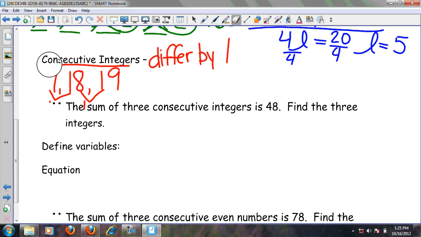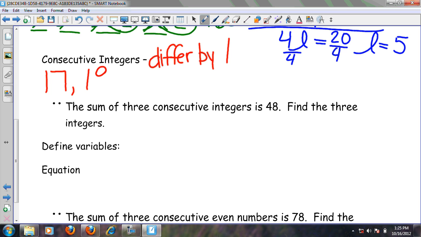Sometimes we may talk about consecutive even or odd integers. Notice then that if I went odd and I had 17, the next odd integer would be 19, and then it would be 21. From 17 to 19 is 2, and from 19 to 21 is 2, but from 17 to 21 is 4. Just keep that in mind as we begin to work on problems about consecutive integers.